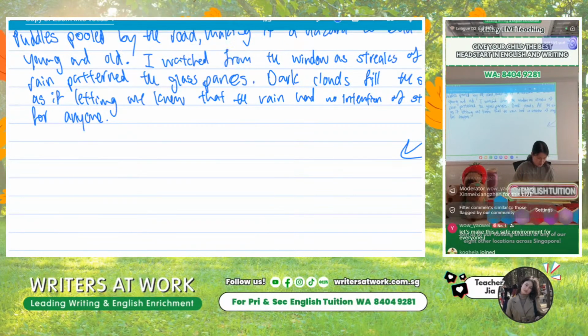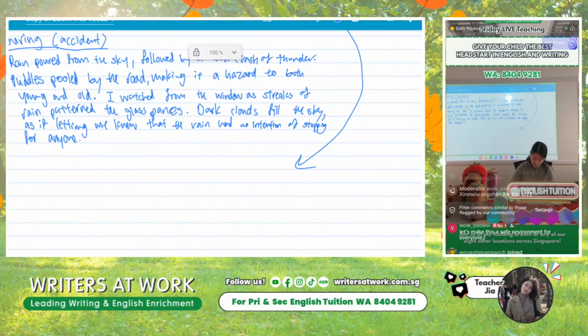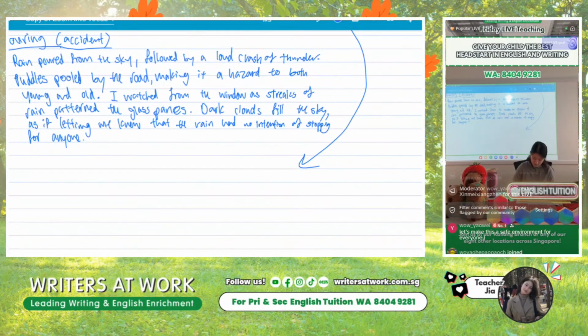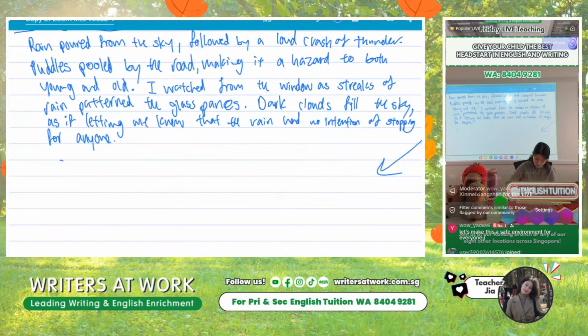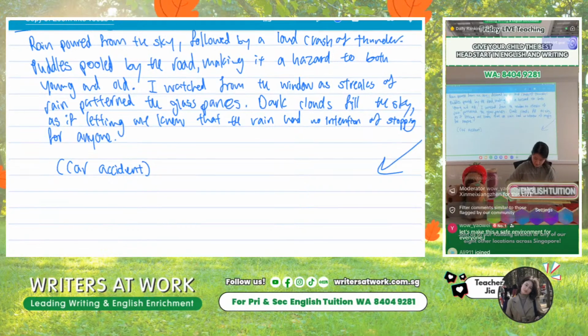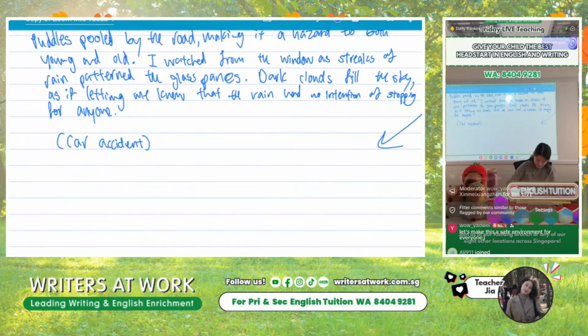With foreshadowing, you can say how it makes you feel, how it says that something bad is going to happen. Like over here, you could say that making a hazard to both young and old. If you want to say, let's write a car accident. Okay, you could say that. Let's use the puddles one again. Puddles pooled on the road.